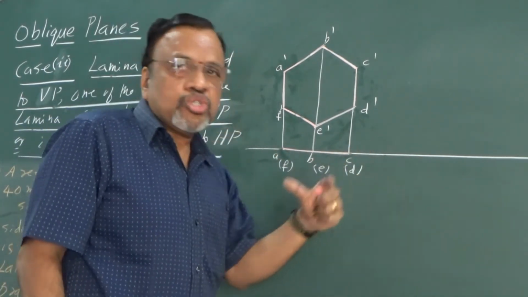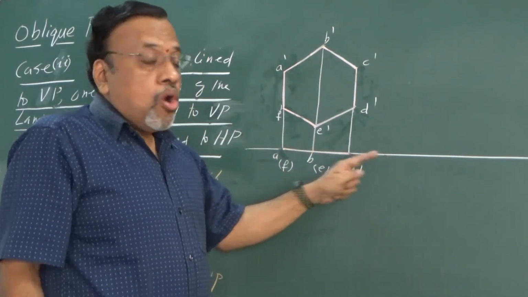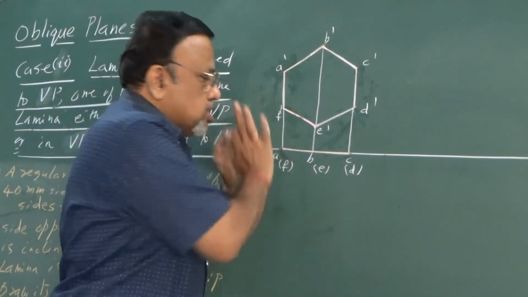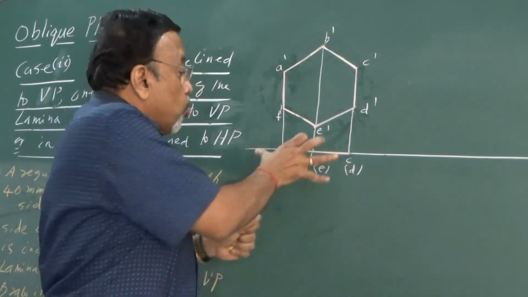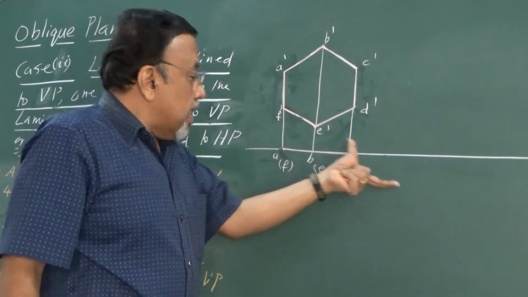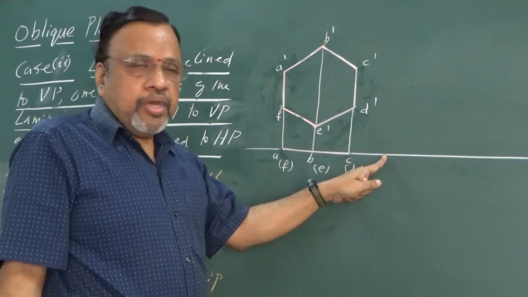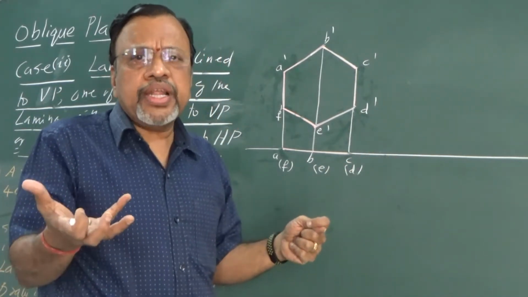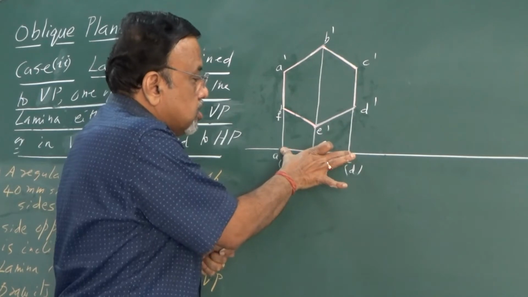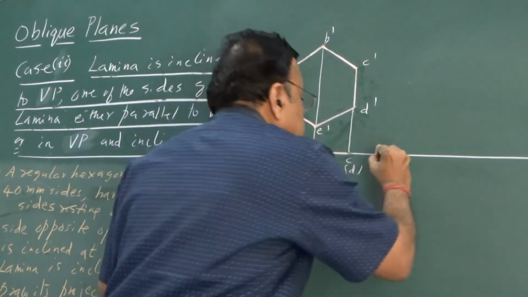I need to redraw this figure such that one of the sides is resting on VP. Now again you can see, especially for the hexagon, either I can say AF or I can say CD. That means to redraw this particular lamina, either I can consider AF to be on VP or CD to be on VP. So I can do it in any fashion. But let us say I am just going to consider it in this way. Just take this, incline at 45 degrees.